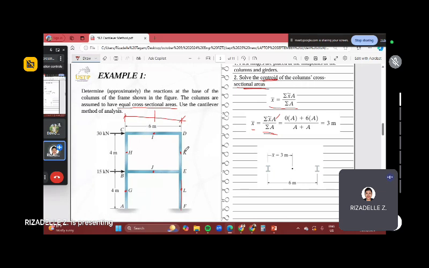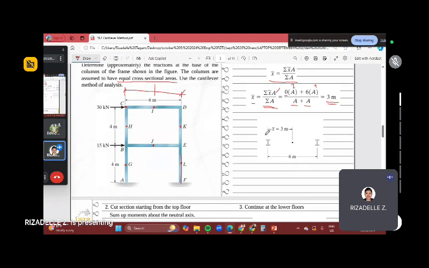In general the cross-sectional areas are the same. So we start at 0, the first column, starting from the left. So 0 multiplied by the area, which we can take as 1. And then the distance of the second column is 6 meters. So plus 6 multiplied by the area 1. And then the summation of area: area plus area, that is 2A. So 6 over 2, the result is 3 meters. That is the distance of the centroid.